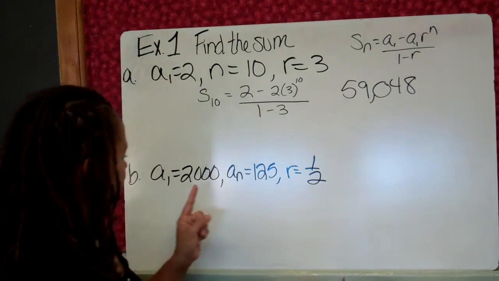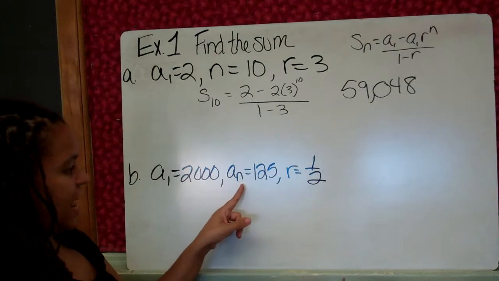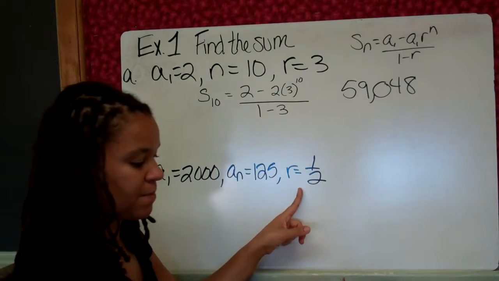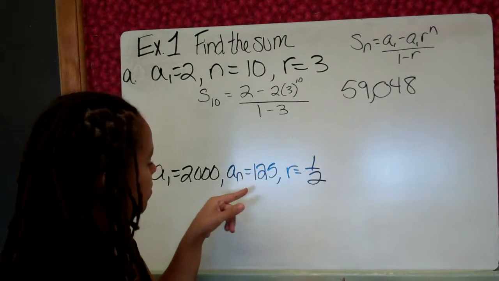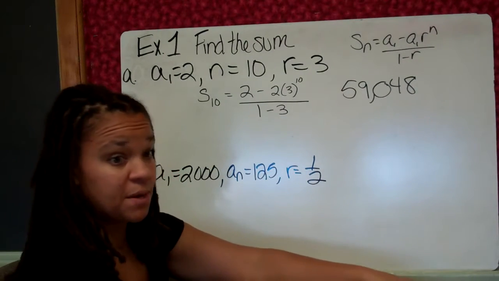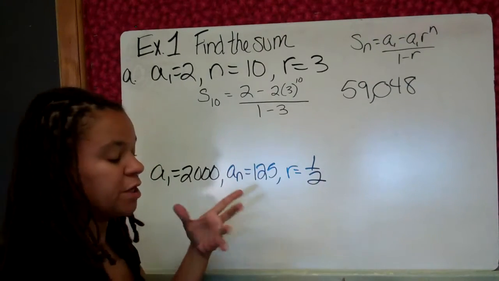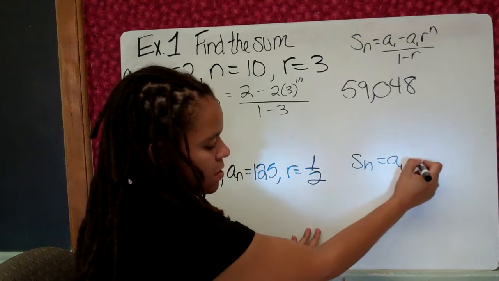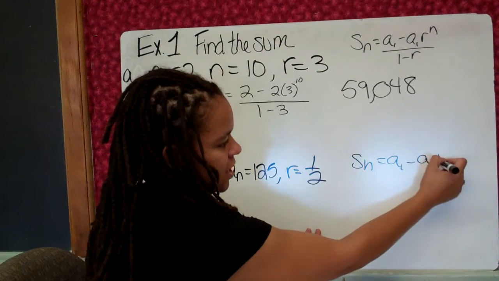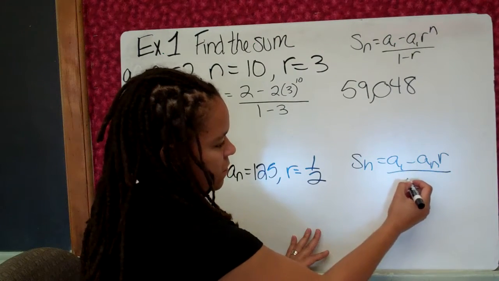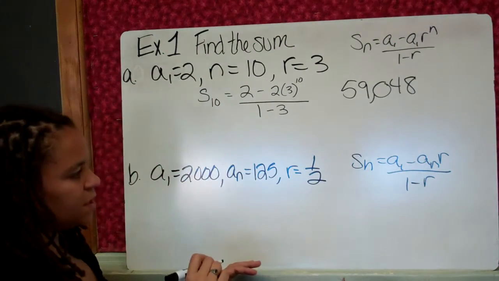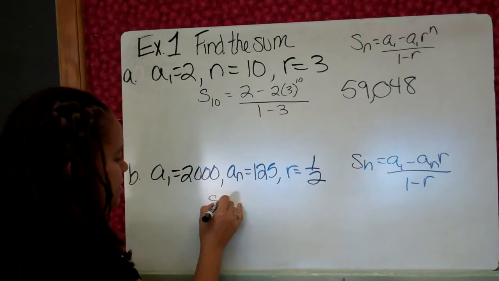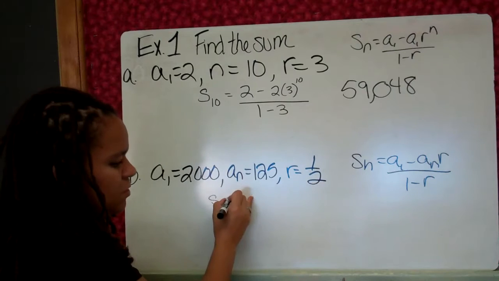All right, let's look at B. A sub 1 is 2,000, A sub N is 125, and R is 1/2, so it's being multiplied by 1/2 each time. Since you're given A1 and AN, we're going to use the second formula. That one was S sub N is equal to A1 minus AN times R, all over 1 minus R. So here, let's plug everything in.